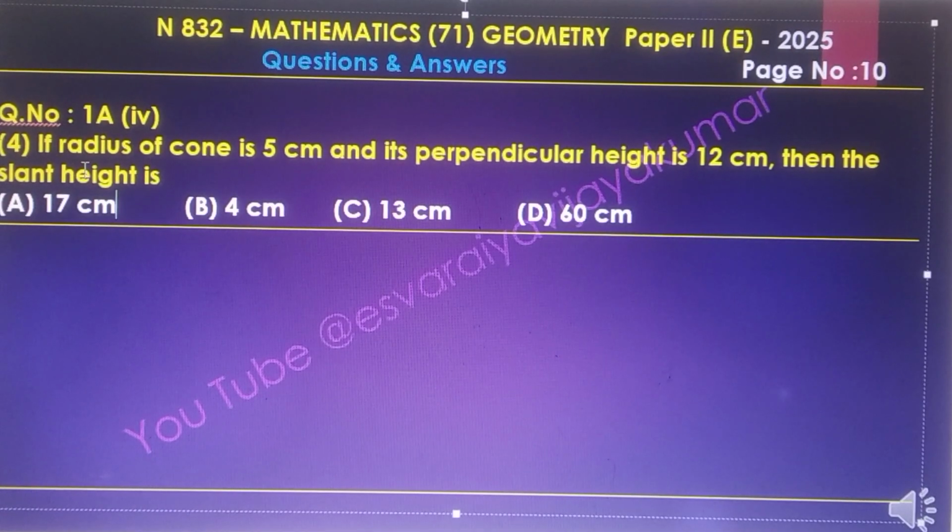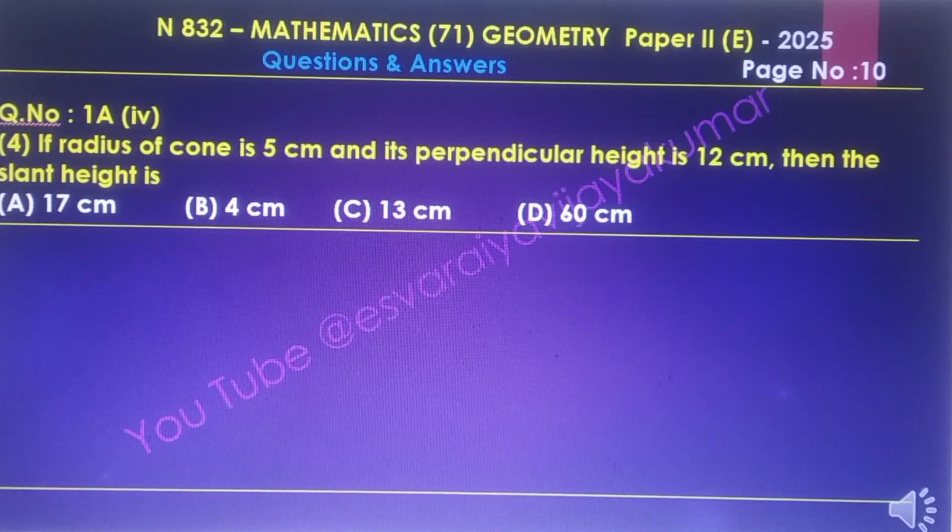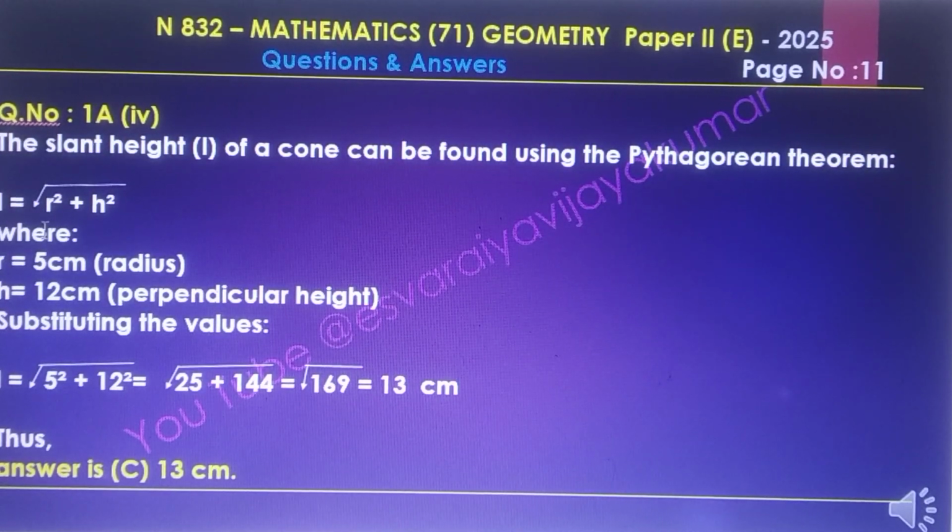Question number 4. If the radius of the cone is 5 cm and its perpendicular height is 12 cm, then the slant height is? Answer is 13 centimeter. That is the answer. How did we get it? l equal to root of r square plus h square, r is equal to 5 centimeter, h equal to 12 centimeter. Substituting, we are getting the answer C, 13 centimeter.